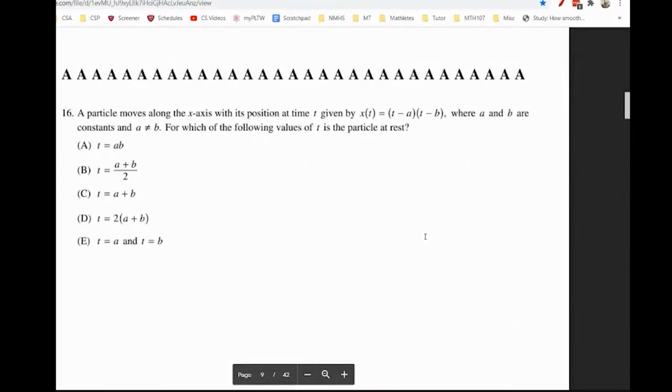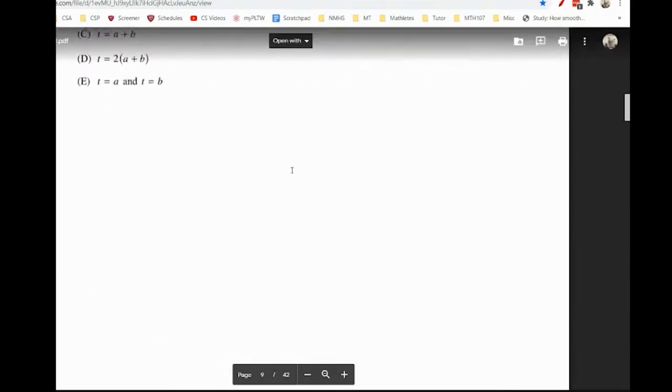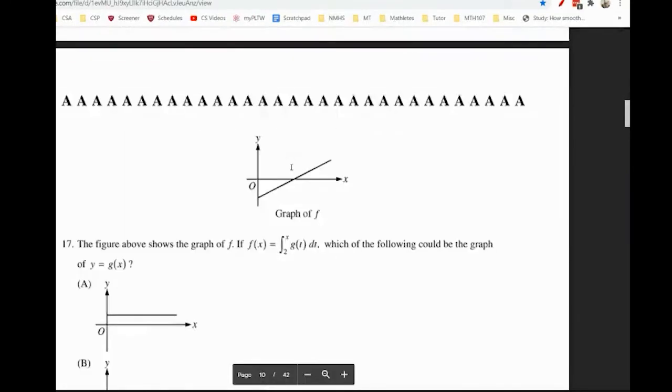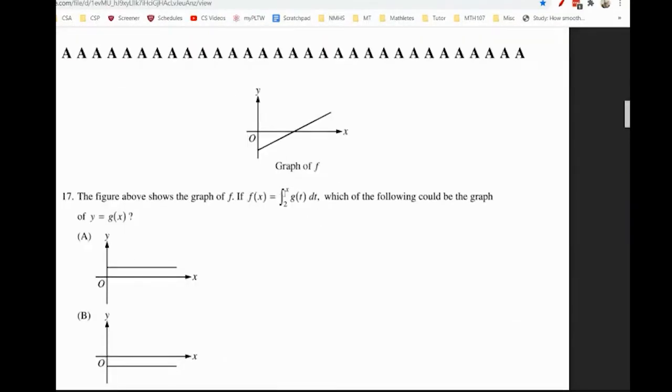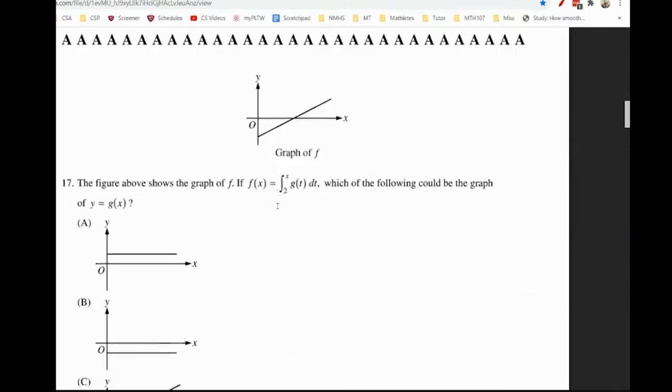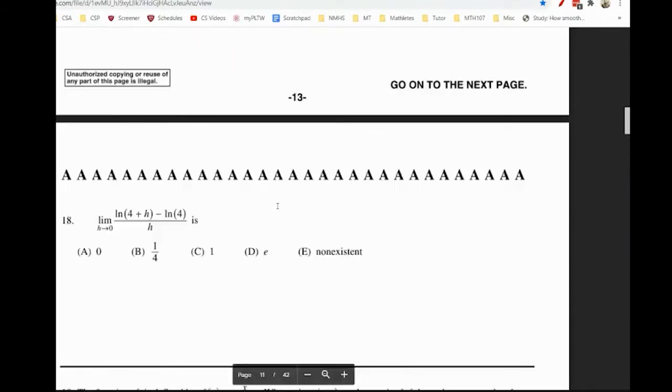16 is a physics problem, which we're going to cover. This one involves velocity, so we're actually going to cover this one in the next unit. So that would be a unit 3 problem, so we don't need to worry about that. 17 has an antiderivative symbol right here, so we don't need to worry about that yet.